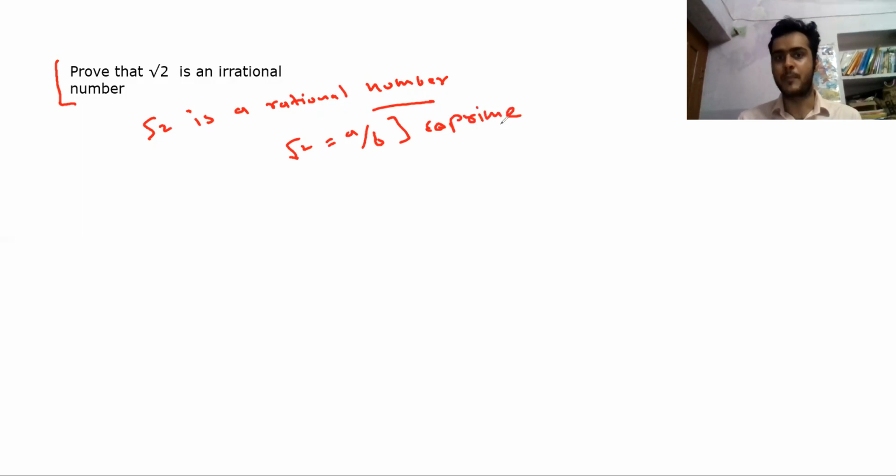Now, the property of co-prime numbers is that their GCD or HCF is 1. Their GCD or their HCF is 1. Okay. Now, solving this root 2 is equals to a upon b further.